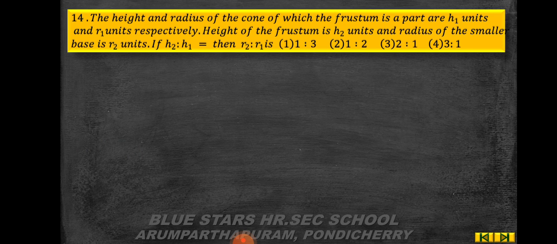Question number 14. The height and radius of the cone of which the frustum is a part are h1 units and r1 units respectively. Height of the frustum is h2 units and radius of the smaller base is r2 units. If h2 is to h1 is equal to r2 is to r1, then: option 1, 1 is to 3; option 2, 1 is to 2; option 3, 2 is to 1; option 4, 3 is to 1.